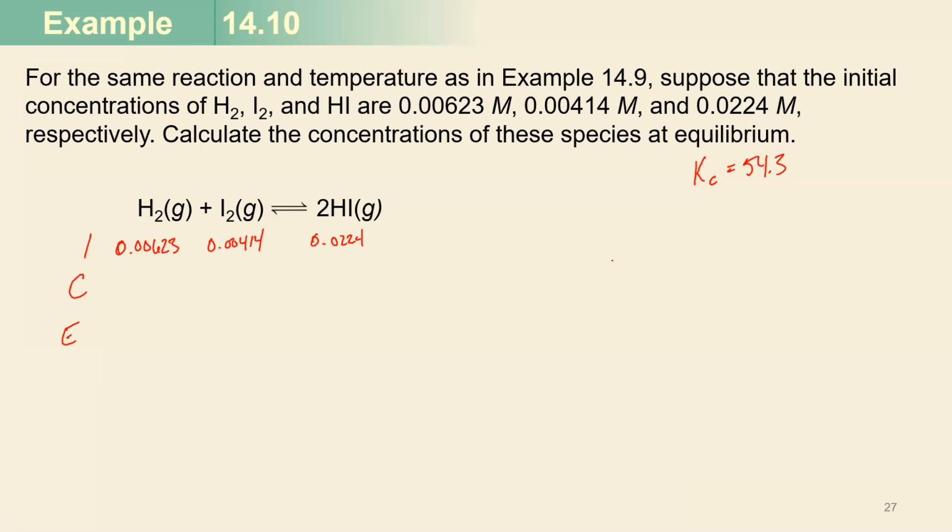And so if we calculate Q, concentration of products over reactants, 0.0224 squared divided by 0.00623 times 0.00414. So somebody do that math.